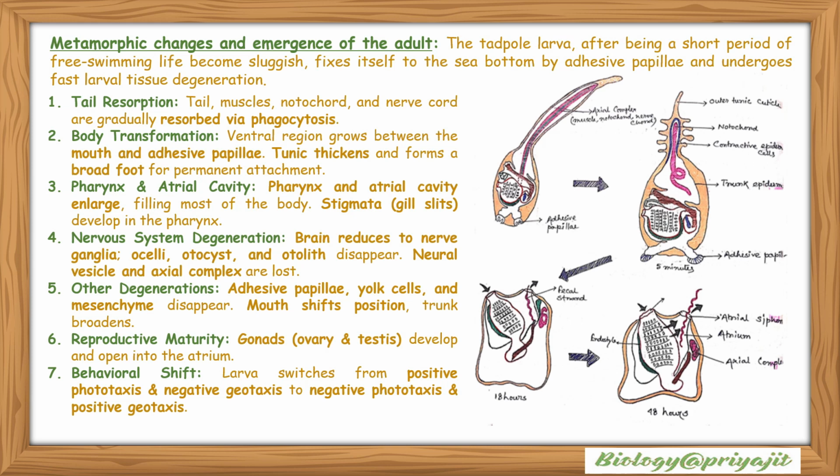Reproductive maturity. Gonads, either ovary or testes, develop and open into the atrium. Behavioral shift. The animal switches from positive phototaxis and negative geotaxis to negative phototaxis and positive geotaxis. This is the diagram of the Ascidian retrogressive metamorphosis from the larva to the adult.